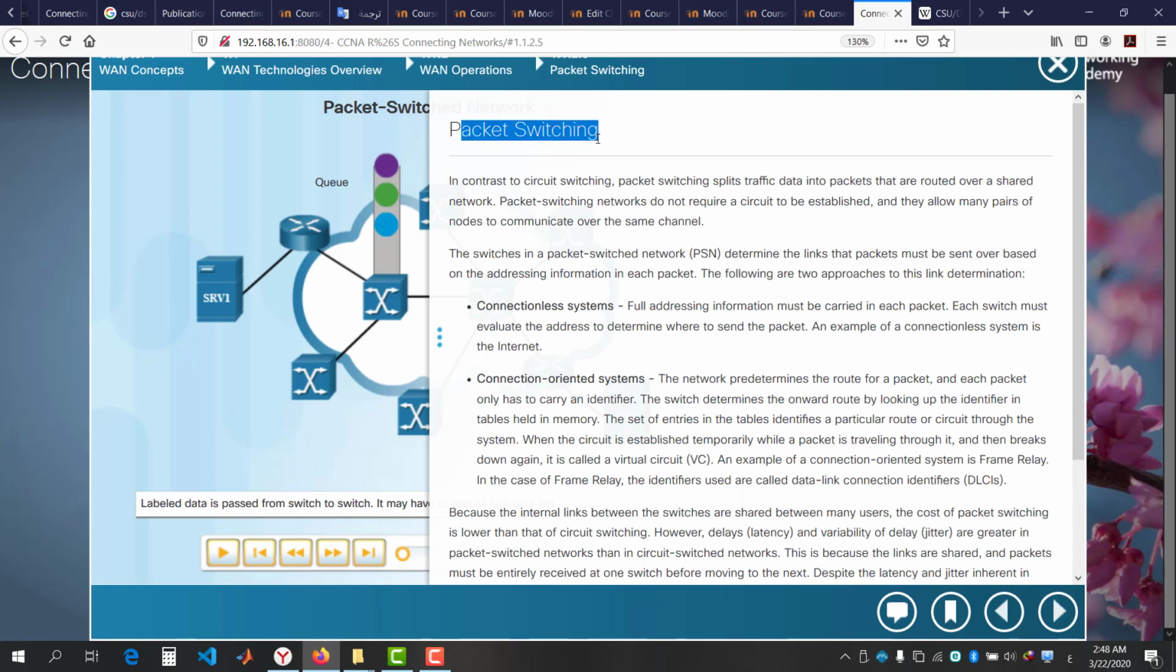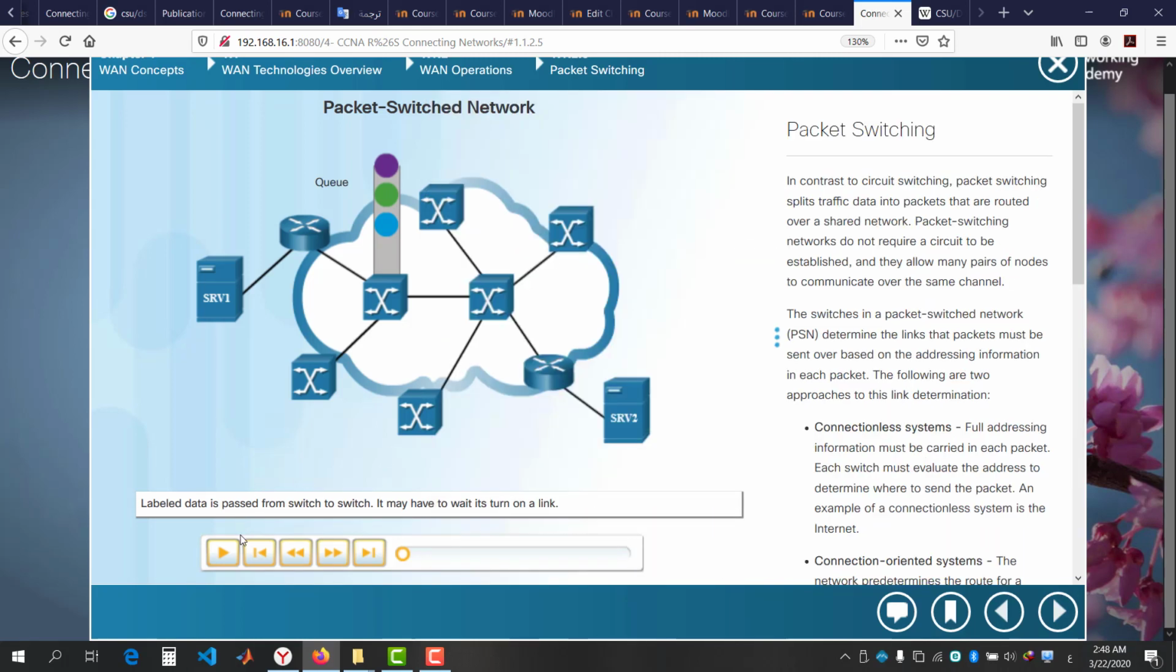The other type is called packet switching. We will play this video to differentiate between circuit switching and packet switching. As you can see, this is server 1 and this is server 2. Server 1 needs to transfer data to server 2. This is an ATM switch, okay? Asynchronous transfer mode. Okay, let us play the video. As you can see, the data is transferring from server 1 and goes to the queue here. Then the data jumps from one node to another node until it reaches server 2.